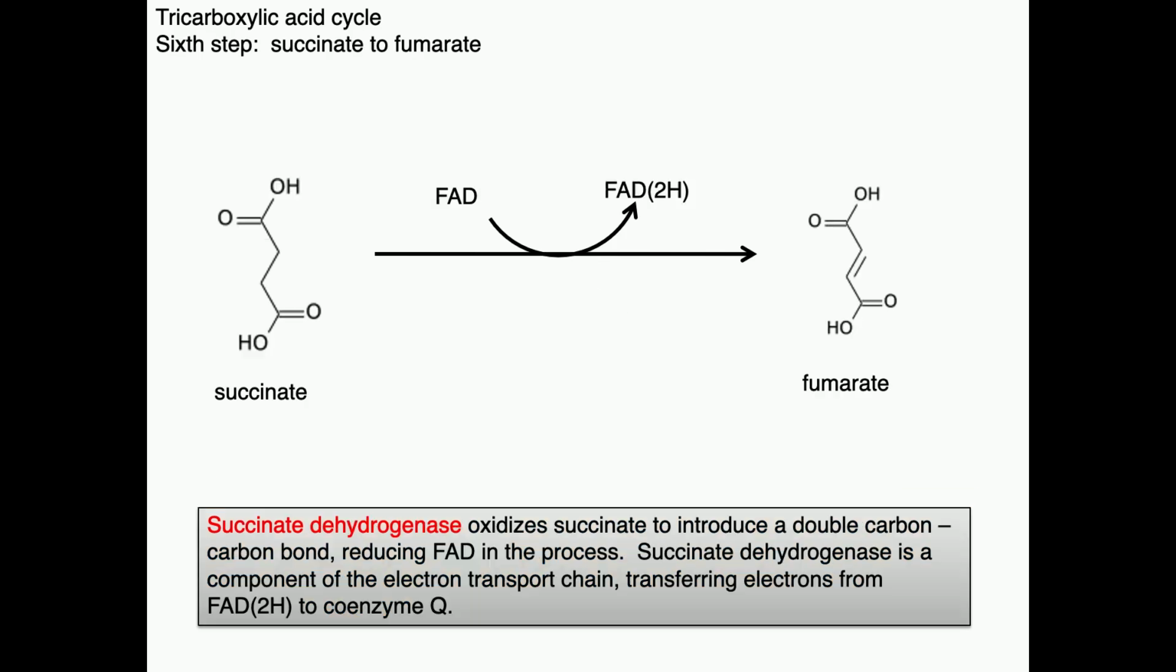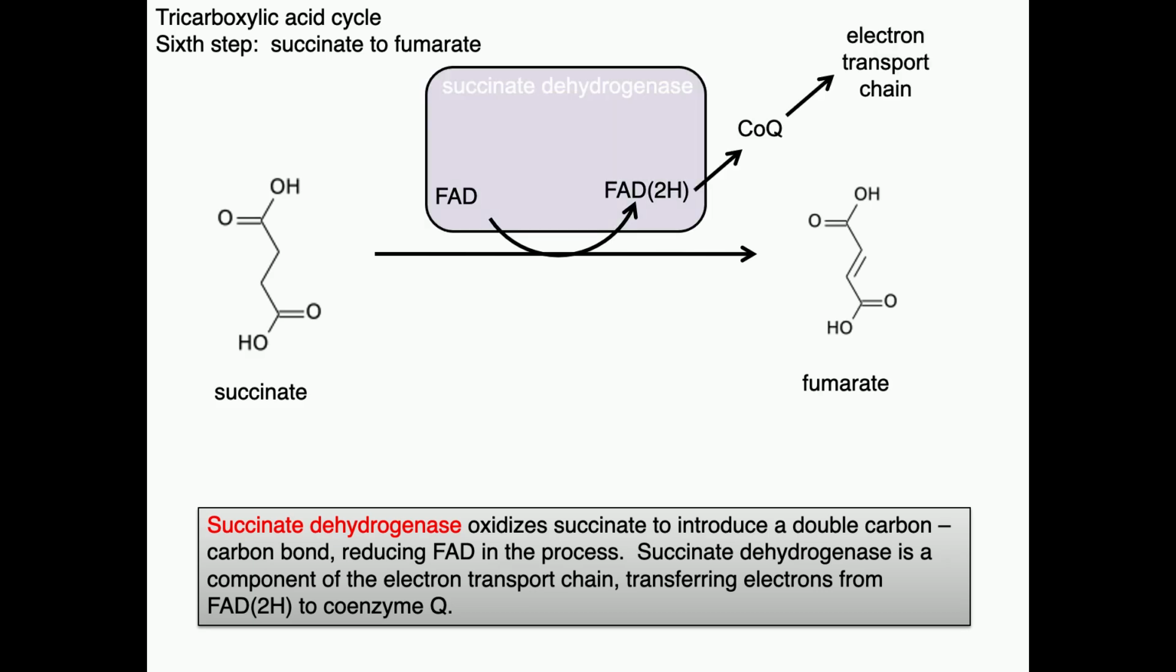Succinate dehydrogenase then is removing electrons that are shared by these carbons in a single bond to make a double bond, fumarate. And the electrons then are transferred to FAD to reduce it to FADH2. The electrons then can be transferred directly to coenzyme Q, and coenzyme Q can transfer the electrons to complex 3 and complex 4, et cetera, to generate ATP in the electron transport chain.